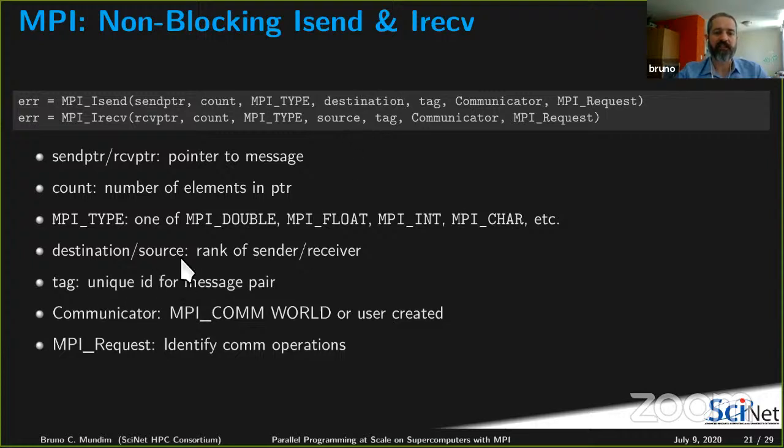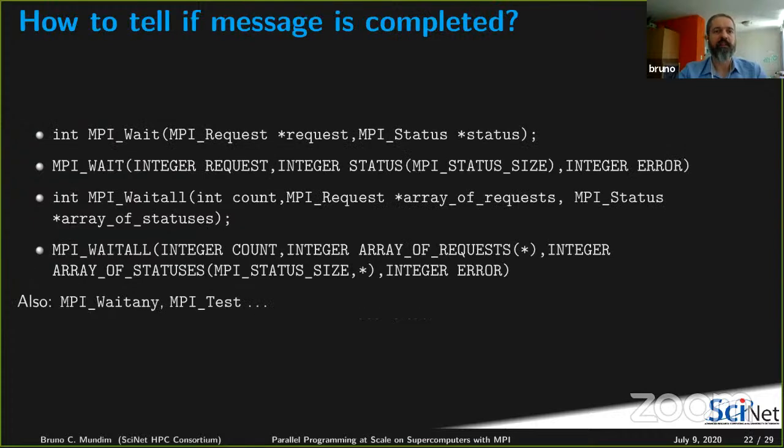A tag is a unique ID for the message pair, right? So they can be identified if one task sends a lot of messages. Communicator is the MPI comm world, that is the default communicator, or it can be a communicator that you define. And MPI requires us to identify the communication operations. I think you're going to see in a minute. And of course, okay, I send, and I have the other code with I receive, and then the request to communicate has been done.